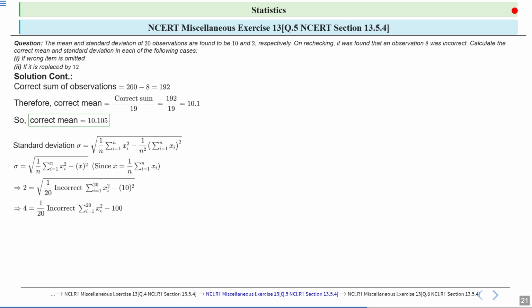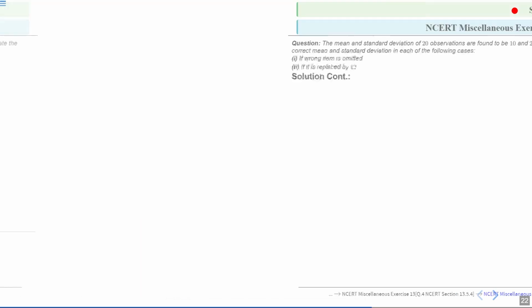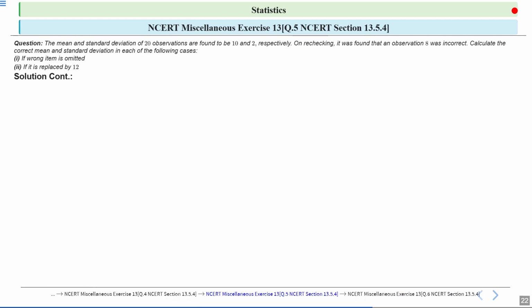It implies 4 equal to 1 by 20 times the incorrect sum from i equal to 1 to 20 of xi squared minus 100. It implies the incorrect sum from i equal to 1 to 20 of xi squared equal to 2080. Therefore, the correct sum from i equal to 1 to 19 of xi squared equal to the incorrect sum from i equal to 1 to 20 of xi squared minus 8 squared. It is equal to 2080 minus 64. This is equal to 2016.